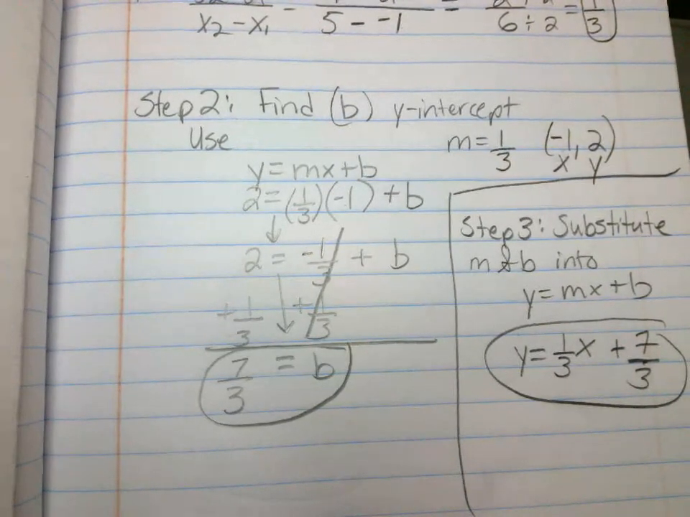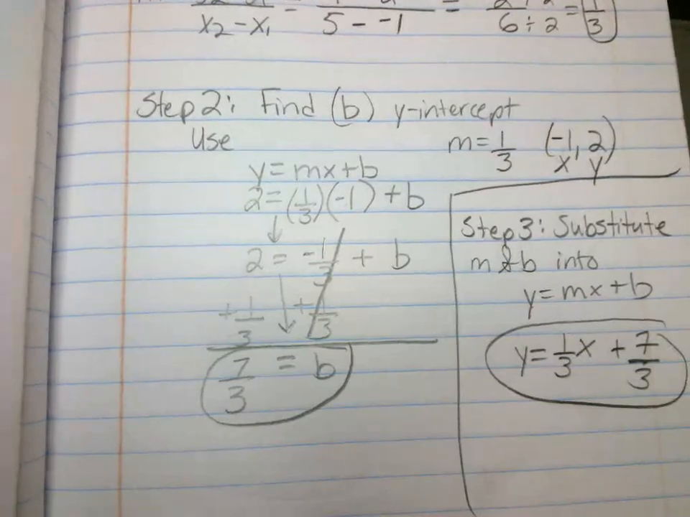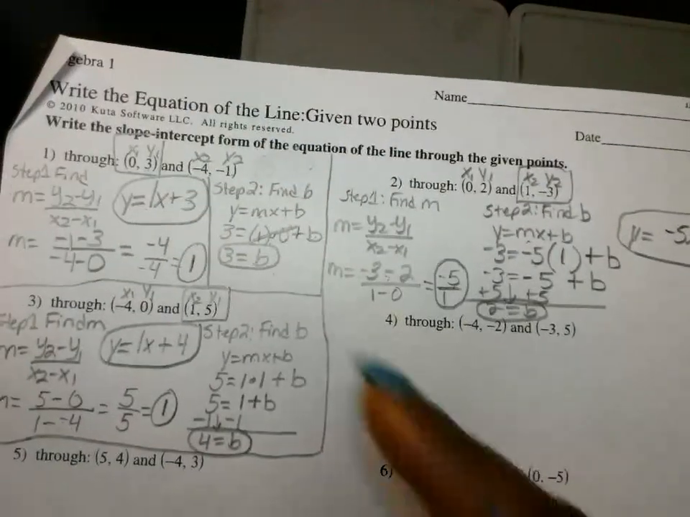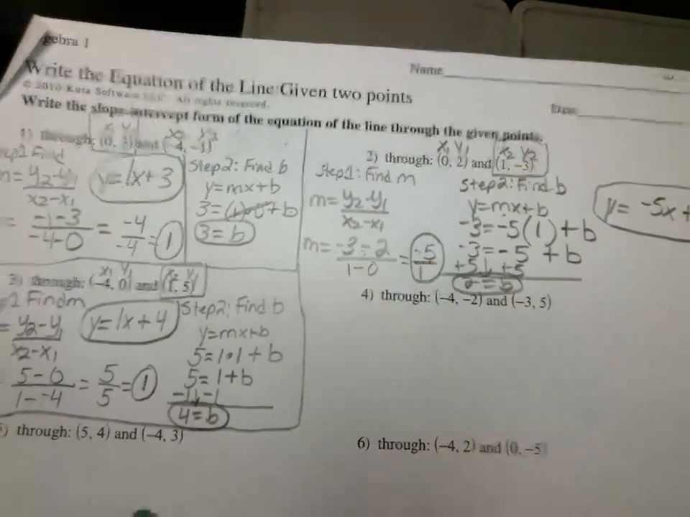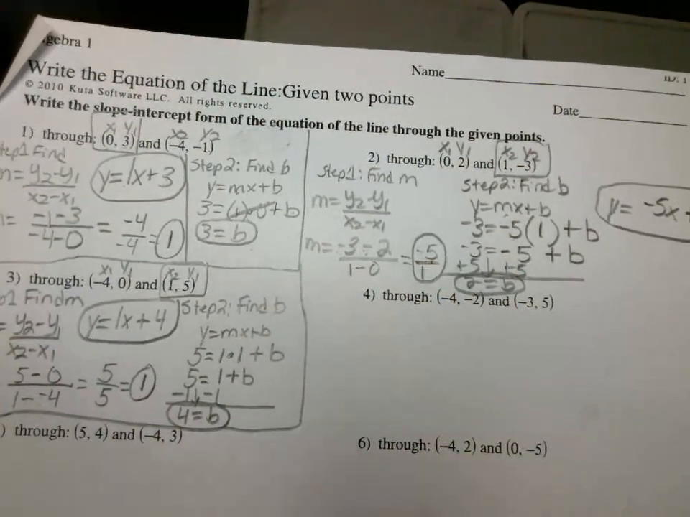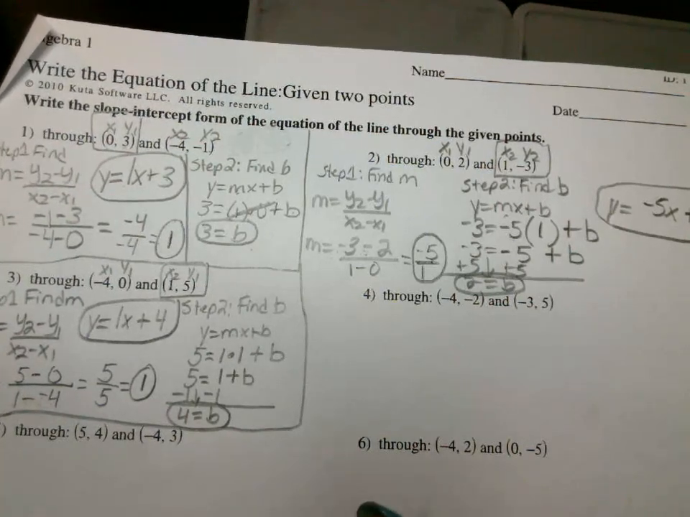Last step is to take your M and B and substitute it into the slope-intercept form. Okay? All right, so now we started the sheet. So now we're going to go through. We did 3 of these. I'm going to do 4 and I'm going to do 5. Okay, I'm going to show you those 2. And then I'm going to have you work with a partner real quick to finish it up.